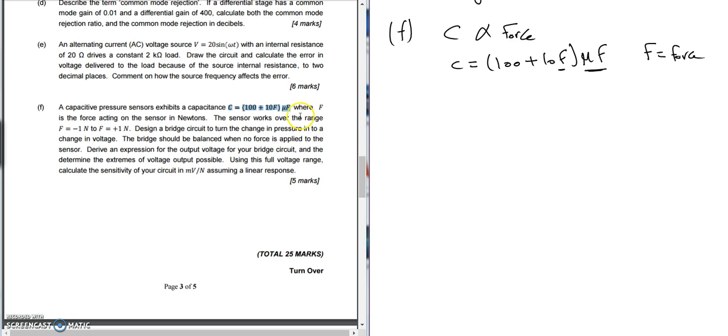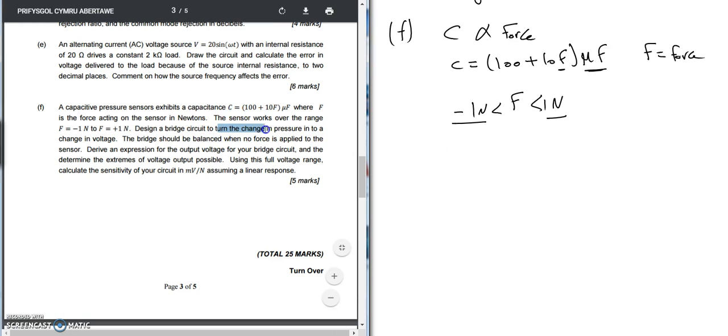So the question: the sensor works over the range of F equal to minus 1 N to F equal to plus 1 N. So F can take a value from minus 1 N to 1 N. Minus 1 N meaning pulling, 1 N meaning actually pushing.